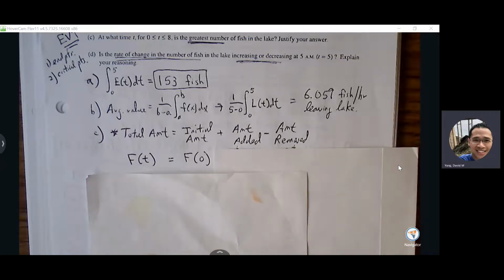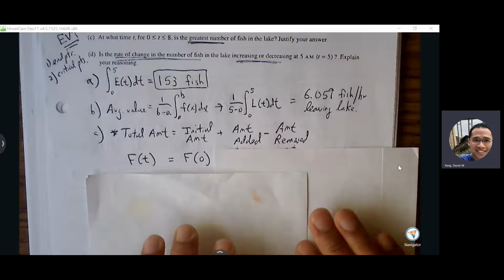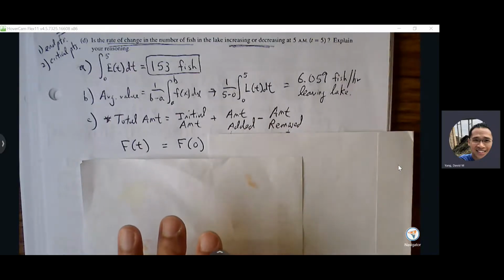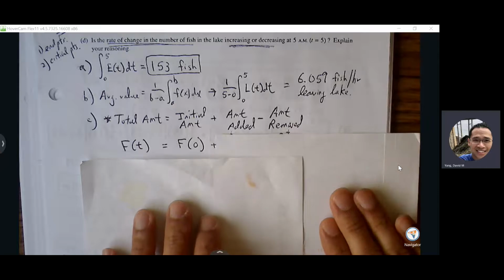The amount added would have to involve E of t, but it has to involve an integral, right? Because we know that E of t is fish per hour, which is not the total number. We've got to take the integral of that E of t to get it up to a number. But we want to keep the flexibility of allowing for any time that we're asking for later.